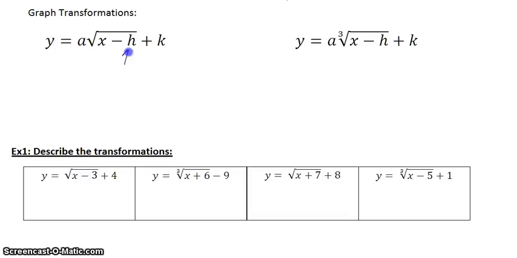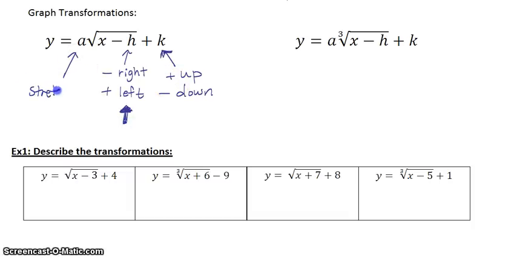So for example, underneath the square root, if you see a minus sign for that value, it moves it to the right. If you see a plus sign for that value under the square root, it moves it to the left. For the k value outside the square root, if you see a plus sign, it moves it up. If you see a minus sign, it moves it down. I just want to throw out there that the left and right might have been the opposite of what you expect. Keep that in mind, but then the up and down is just as expected. The value in front stretches or shrinks our graph.